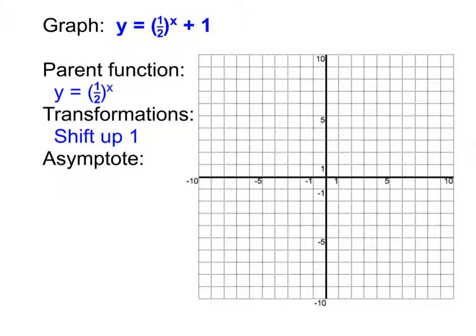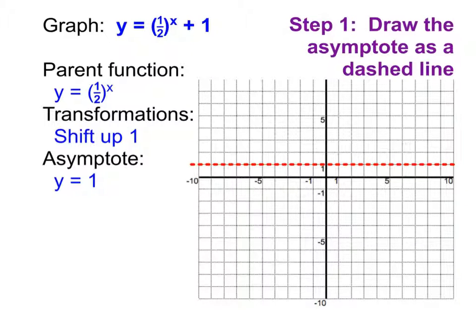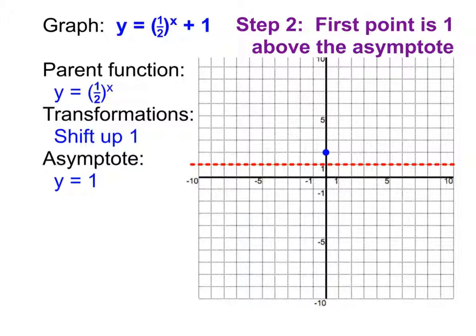Does that move the asymptote? Yes, it does. And so the very first thing you should be doing on your graph is drawing in your asymptote up at 1. Once you have your asymptote drawn, our first point, remember, is always in the same place. It is always up 1 from the asymptote. So make sure that you got your first point now in the right location.